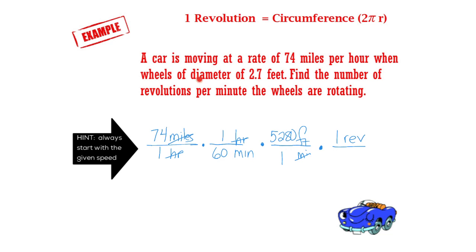But since they did happen to give me the diameter, instead of writing 2 pi r, I'm just going to write pi d. So it's going to be pi times 2.7. Now, that 2.7 is in feet, which is going to be perfect because then those feet and those feet cancel. And if you look at what's left, the only units I have are revolutions over minutes, which is exactly what I want. So now I'm ready to do the calculation. You're going to just multiply all the numbers in the numerator straight across, and then divide at the end. Let's go ahead and do that.